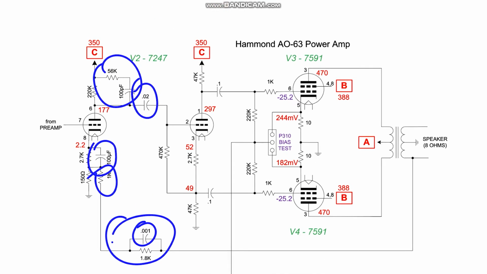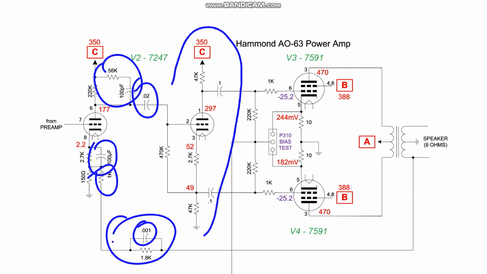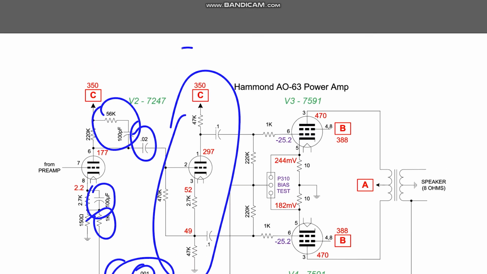Now this phase inverter here is called a cathodyne phase inverter. This is not your more standard Fender long tail pair, where you'll see resistors like this, a joint resistor there, and then a resistor down here to the ground. We're not doing that. This is a phase inversion with just a single triode.